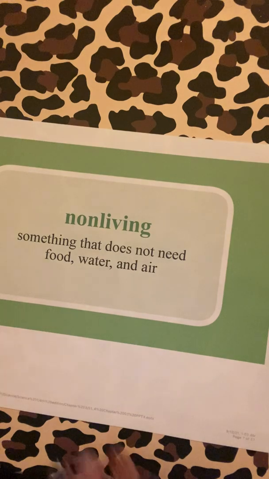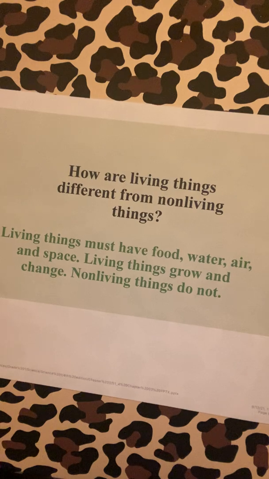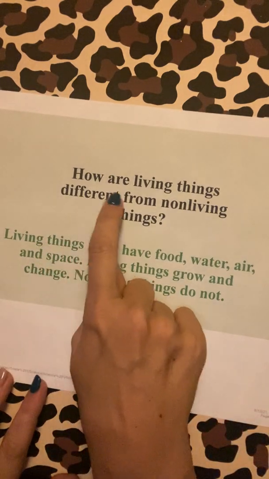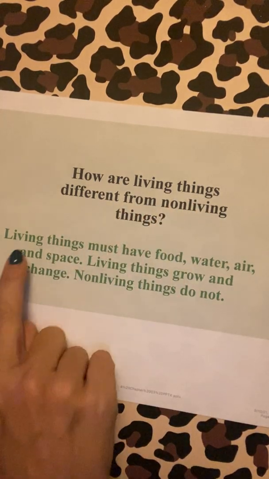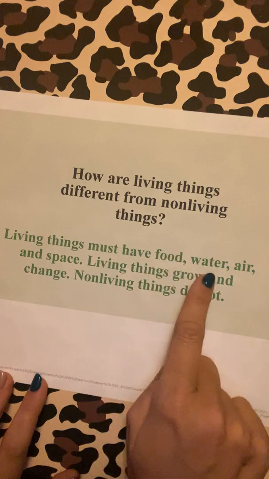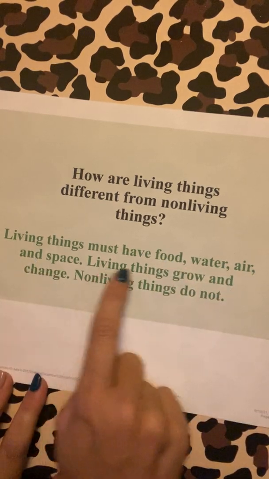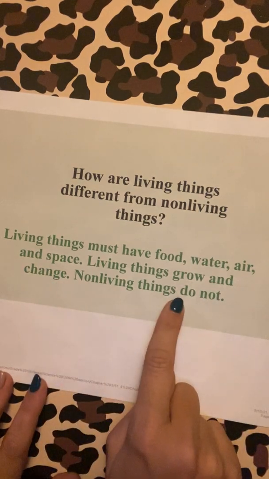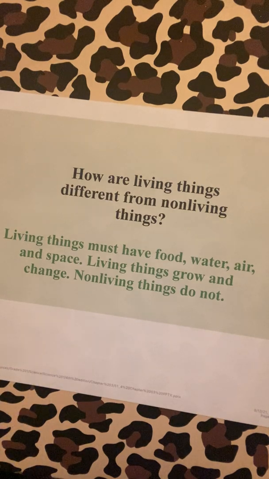Okay? So the question that we're going to be answering as we study this chapter is, how are living things different from non-living things? Living things must have food, water, air, and space or room. Living things grow and change. Non-living things do not. Okay?